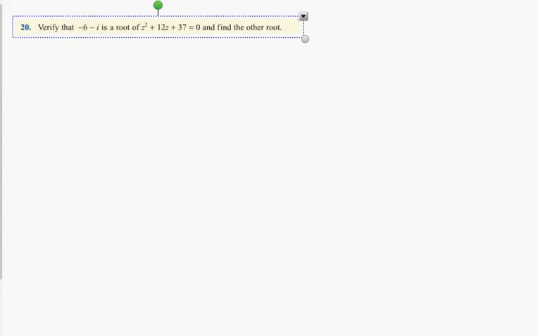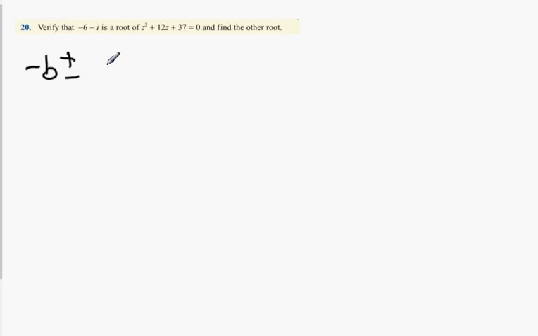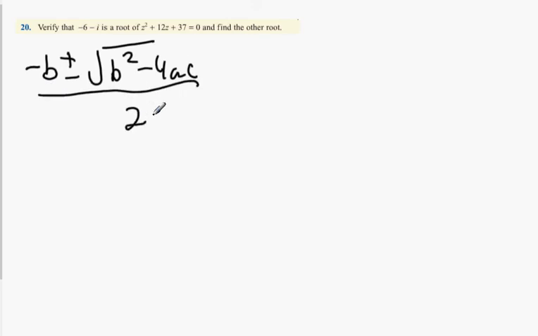Okay. Verify that 6 minus i is the root of the following equation: z squared plus 12z plus 37. Hence, find the other root. So what we're going to do here is use the minus b formula: minus b plus or minus the square root of b squared minus 4ac, all divided by 2a.